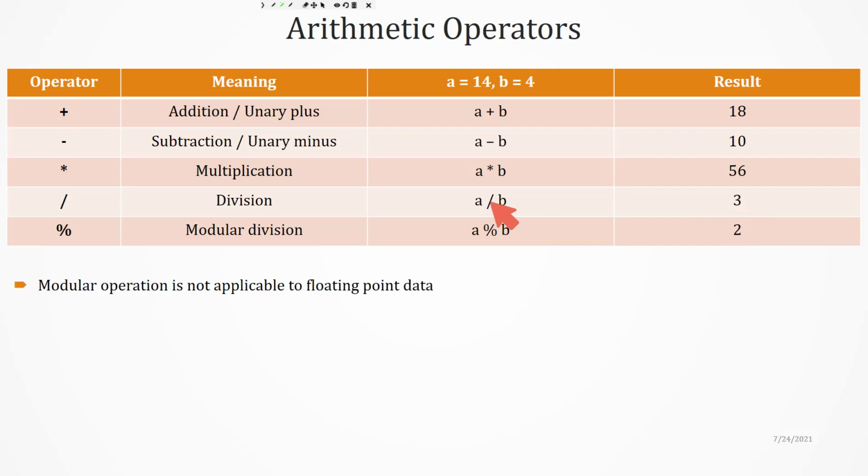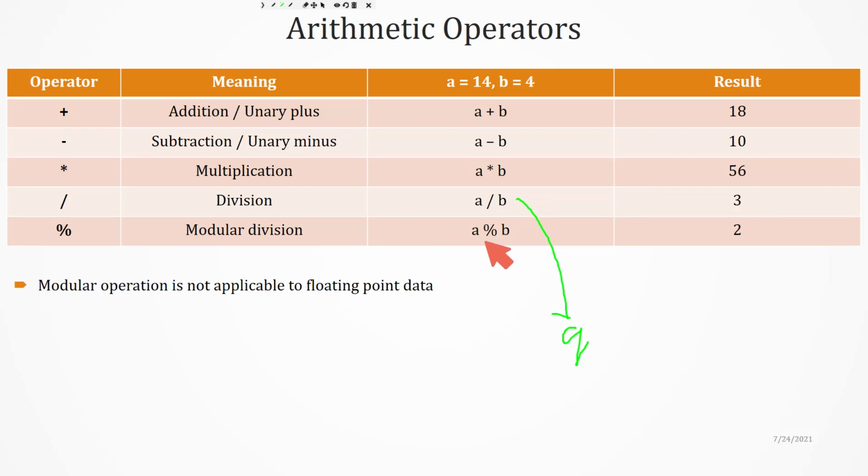So what is a by b? 14 by 4. There we have only the quotient. 14 by 4: there are 3 fours inside 14. That 3 will be the result because a by b denotes the quotient.